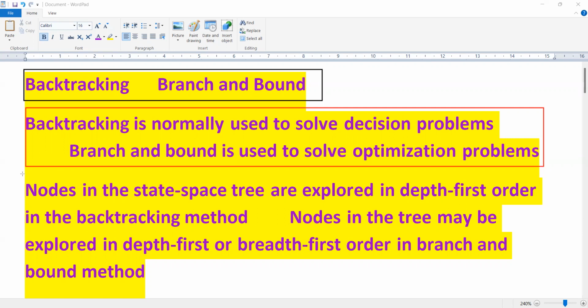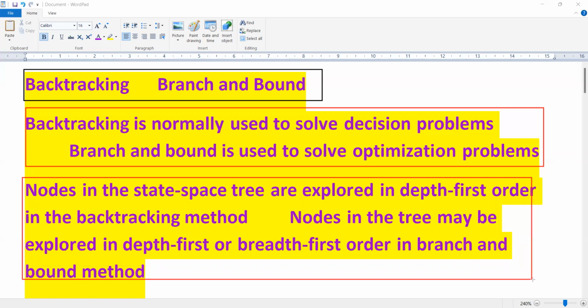Second difference: nodes in the state space tree are explored in depth first order in the backtracking method, and nodes in the state space tree may be explored in depth first order or breadth first order in the branch and bound method.